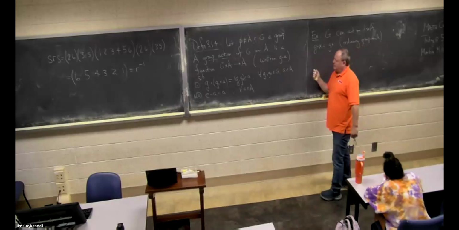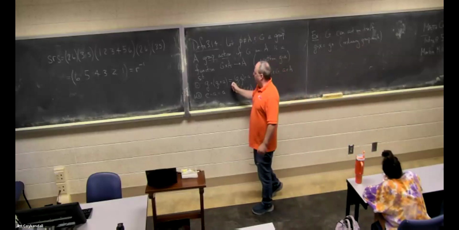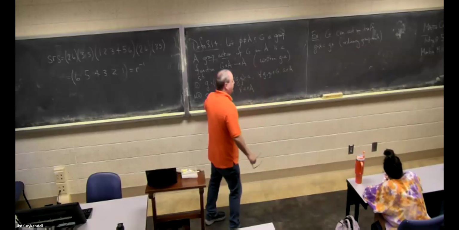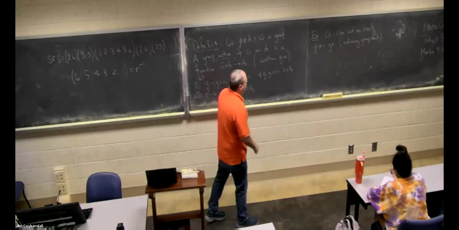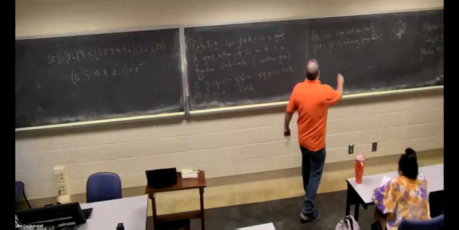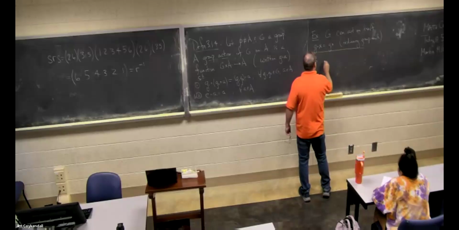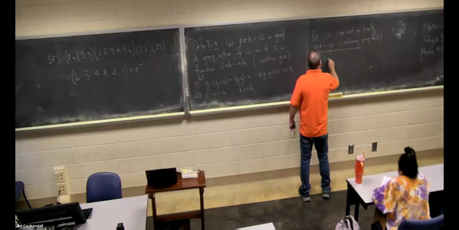Notice this action satisfies both of these properties, because this works because the multiplication in the group is associative, and this works because the identity times anything in the group is itself. I'll give you another way you can act on itself. And there are many. This is an important one.